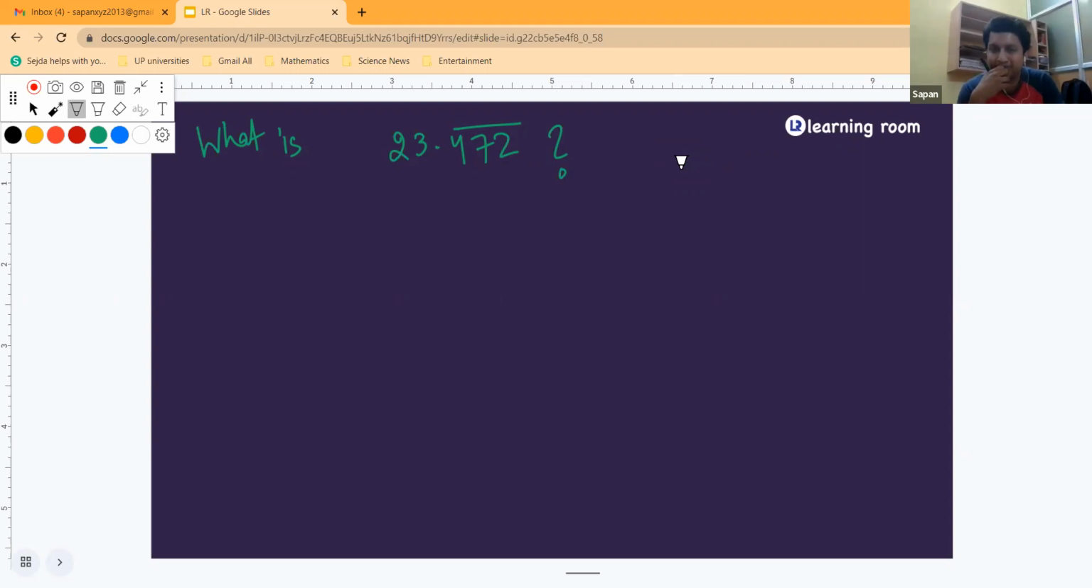Sir, it is 23472 divided by 9999. No, it's only 999. You said 4 nines there. Numerator is not 23472. See carefully. The denominator is 999. So it's 23472 divided by 999.